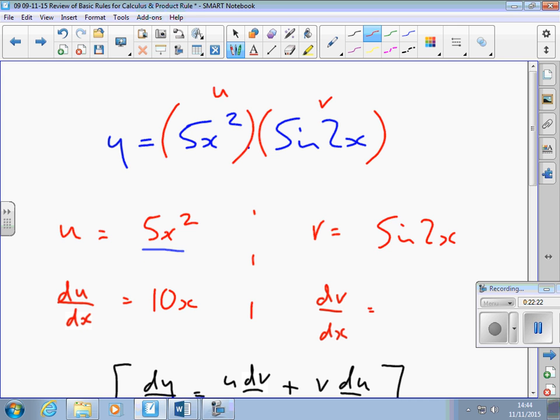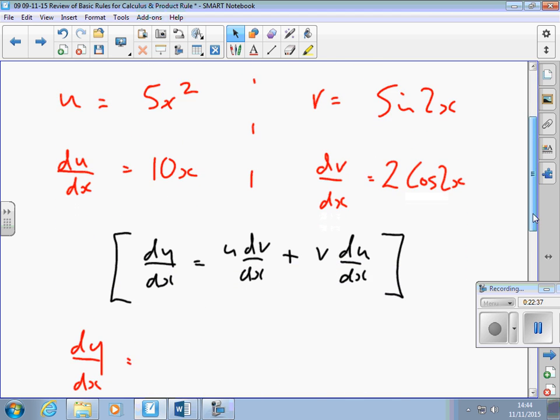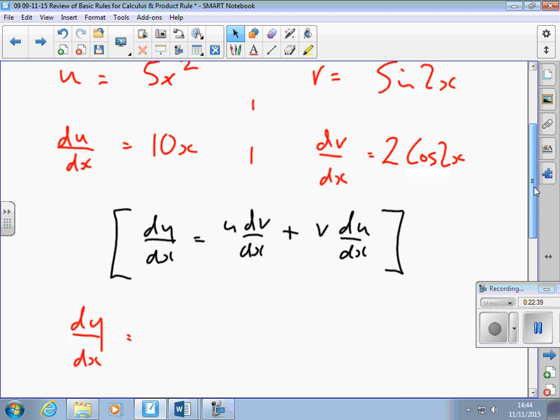What is the differential of sine 2x? 2 cos 2x. Good. Okay? So we take our two parts of the function, the u and v, and differentiate them separately. And that's as good a way as any I can think of to set that out.